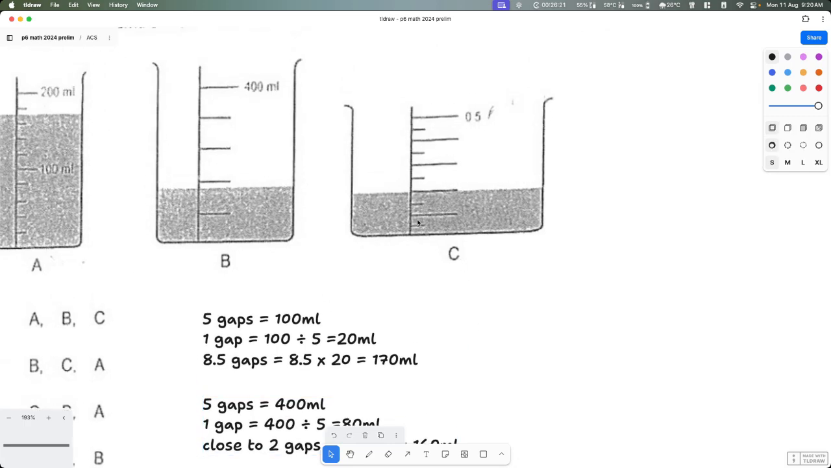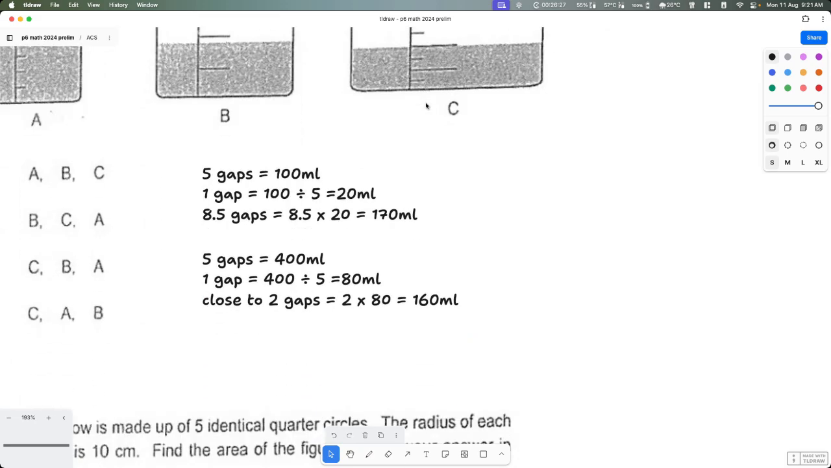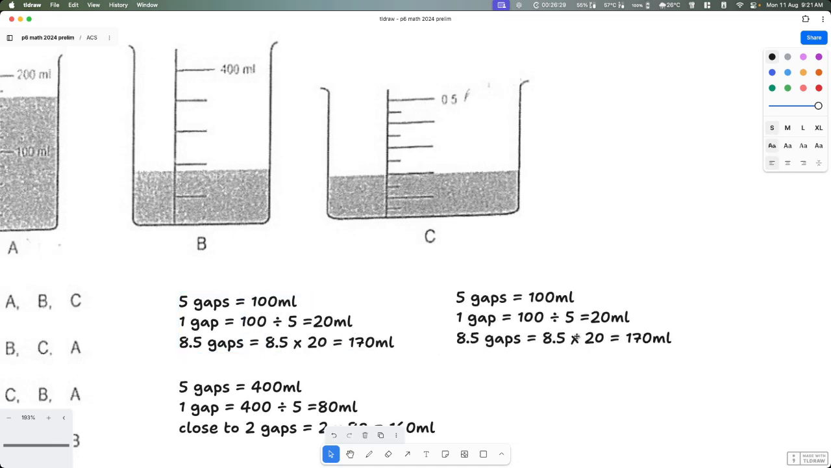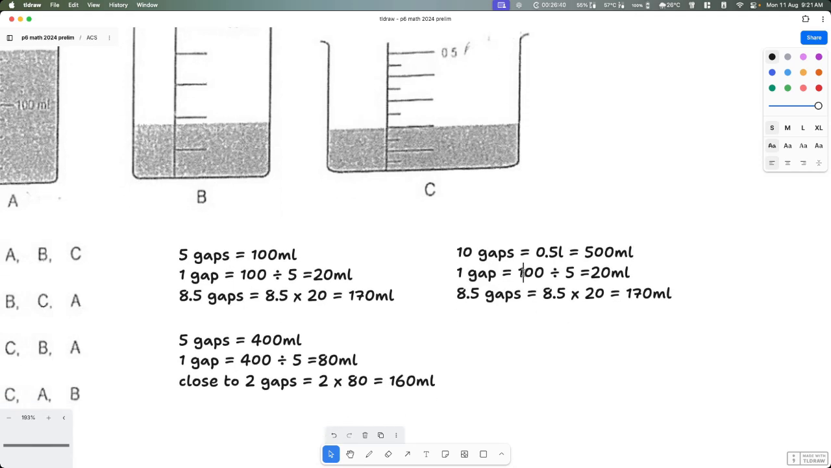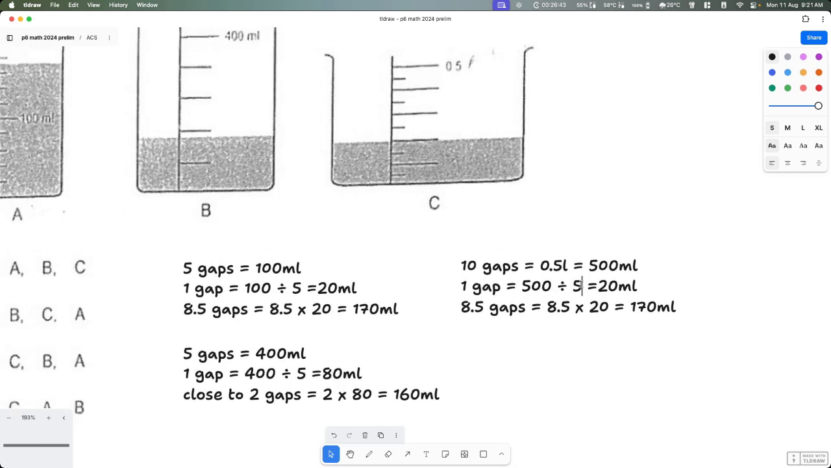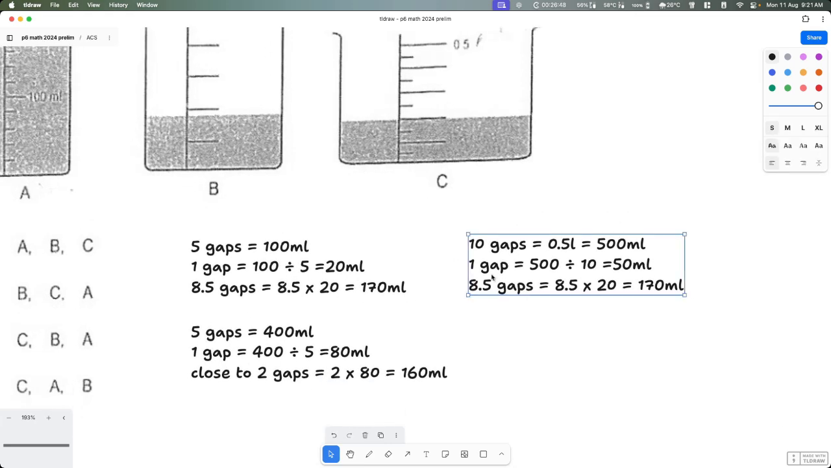We have 1, 2, 3. So 1, 2, 3, 4, 5. So that means 10 gaps. Okay, so 10 gaps is equal to 0.5 liter or 500 milliliters. So one gap is equal to 500 divided by 10. In this case, this will give us 50. So we have 4 gaps over here. So 4 gaps, this will then be 4 multiplied by 50. And what will this give us? This will give us 200 milliliters.